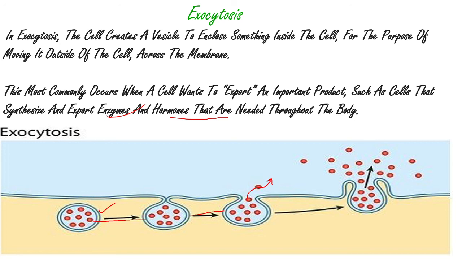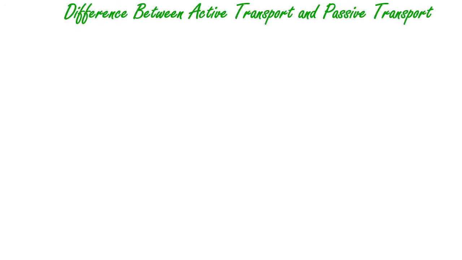So endocytosis and exocytosis play a very important role in the movement of material across the plasma membrane. So with this we end our video. Sorry, before that let us study the difference between active transport and passive transport.